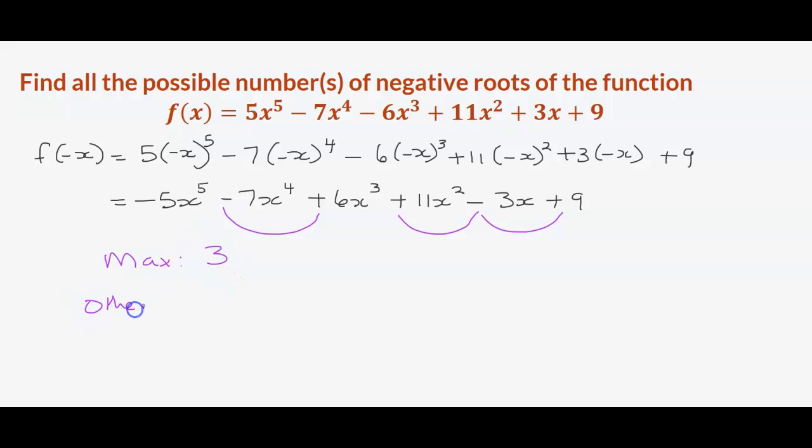Others would be 3 minus 2, which is equal to 1. So we have 3 and 1 as possible negative roots of the function.